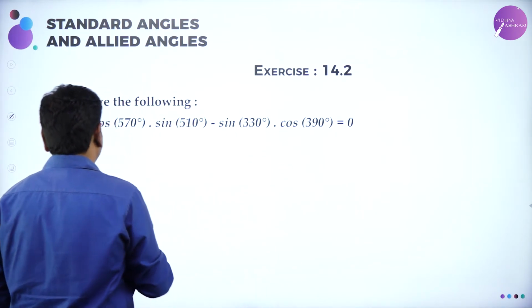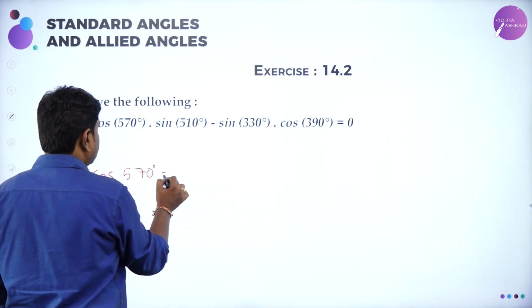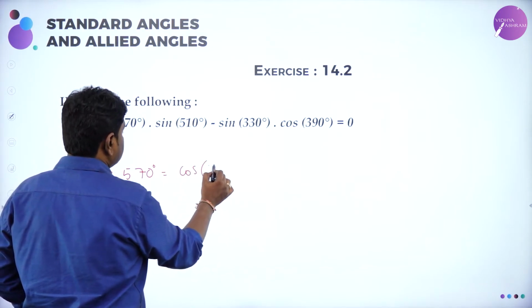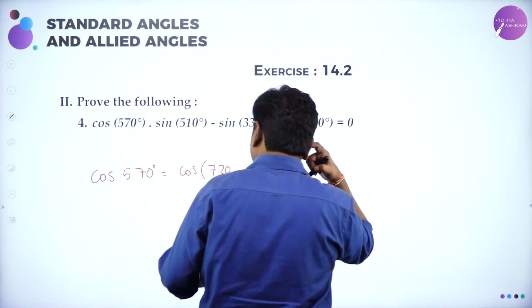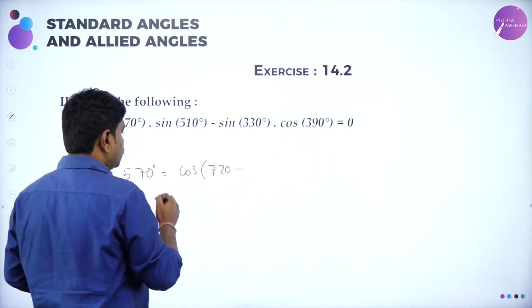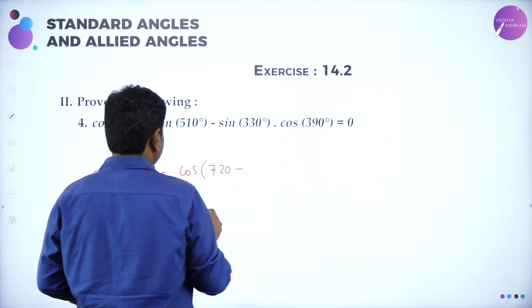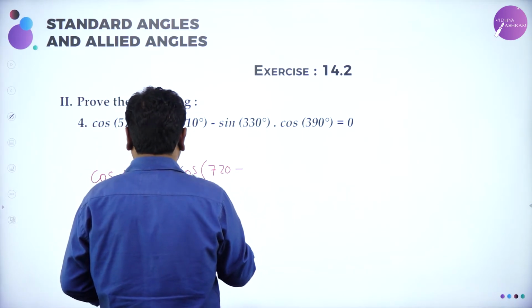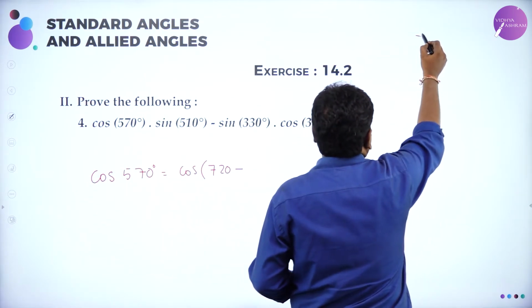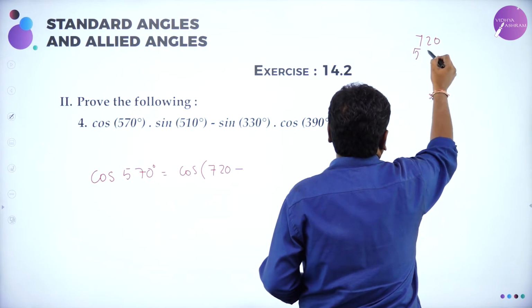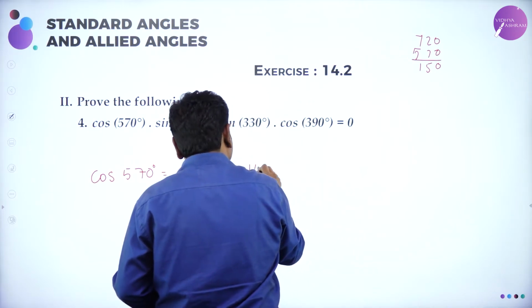One by one we will find out the values. So first let us find out cos 570 degrees. You know 570 is away from 360. I can write it as 720 minus something. In 720 and 570, what is the difference? 720 minus 150 gives you 570. So 720 minus 150, I can write.